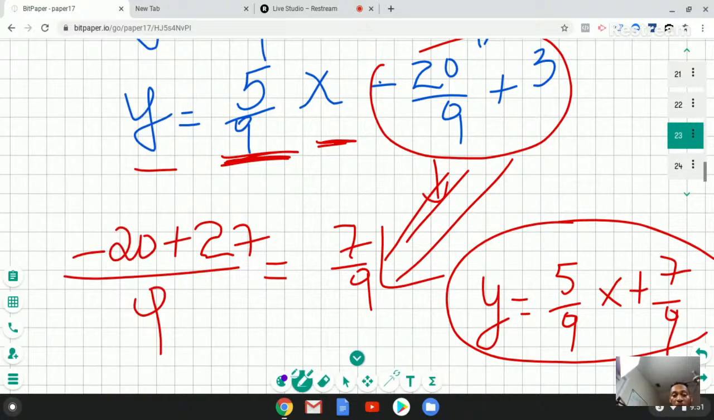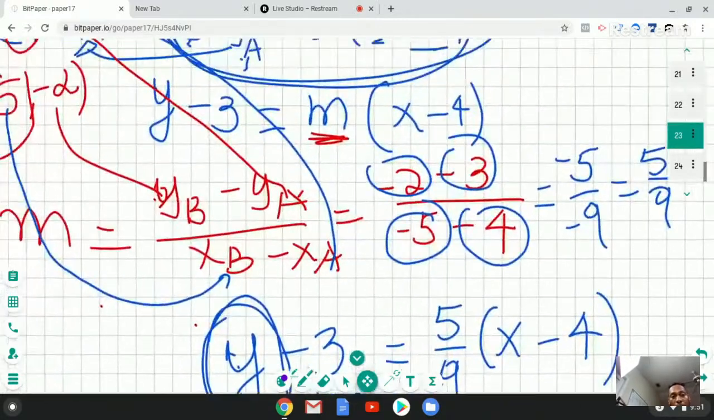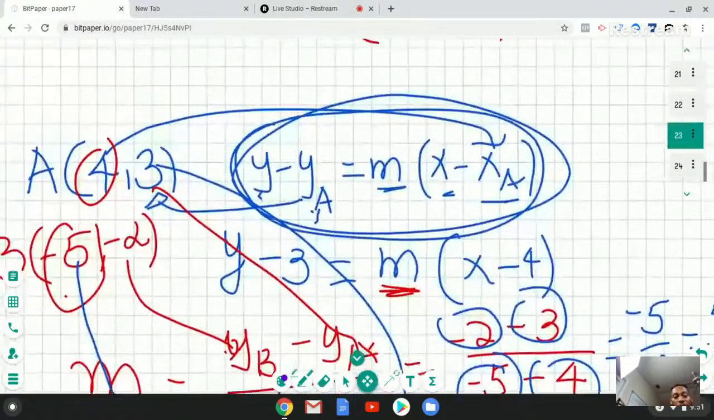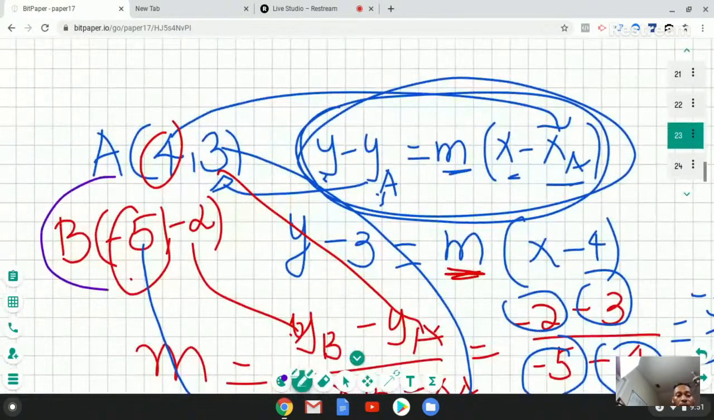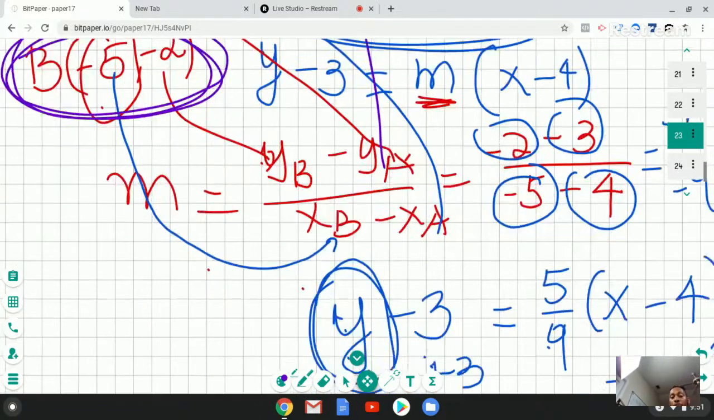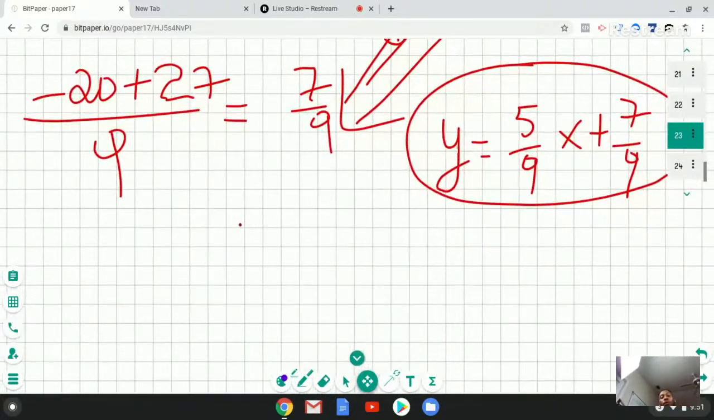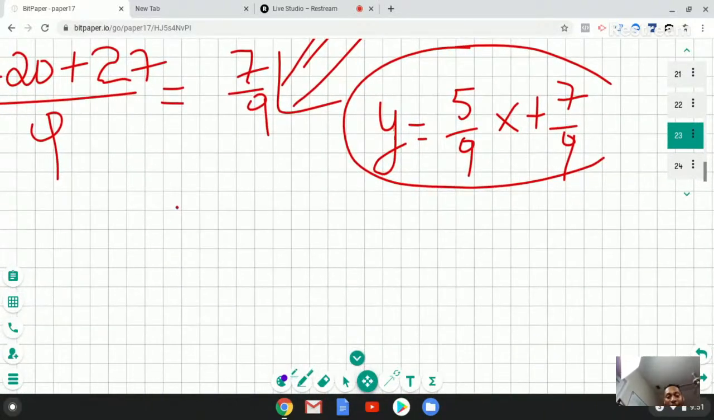So I know the point B was, what was the coordinate of the point B? Point B was of the coordinate, what? -5, -2. So let's move the screen up a little bit. So we're going to go -5, -2. So that means B is of the coordinate -5, -2.